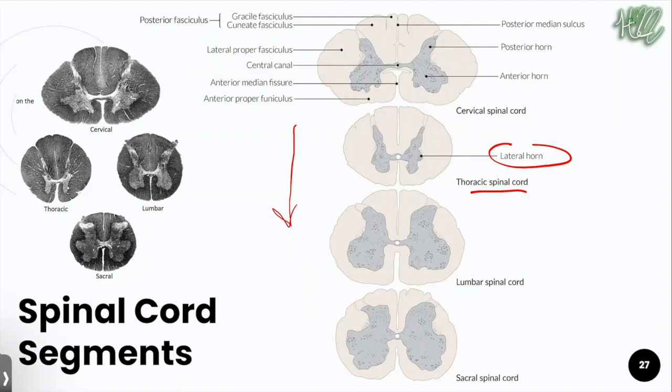So being able to identify these segments, they do ask about sometimes. So make sure that you can identify the difference between these spinal cord segments. And again, looking at the gray to white ratio is always very helpful in these cases.